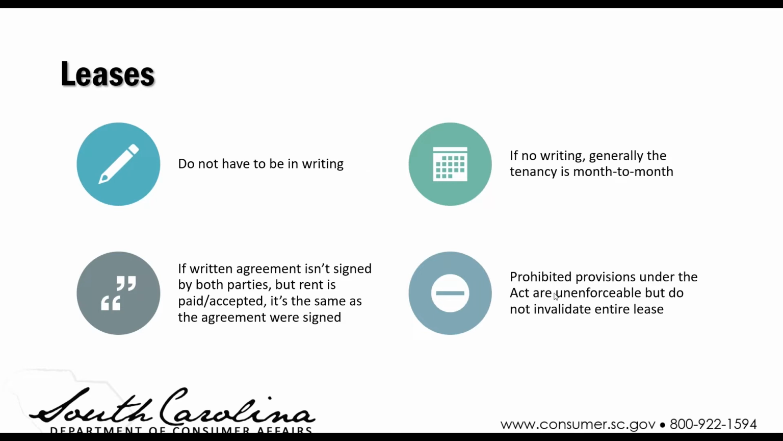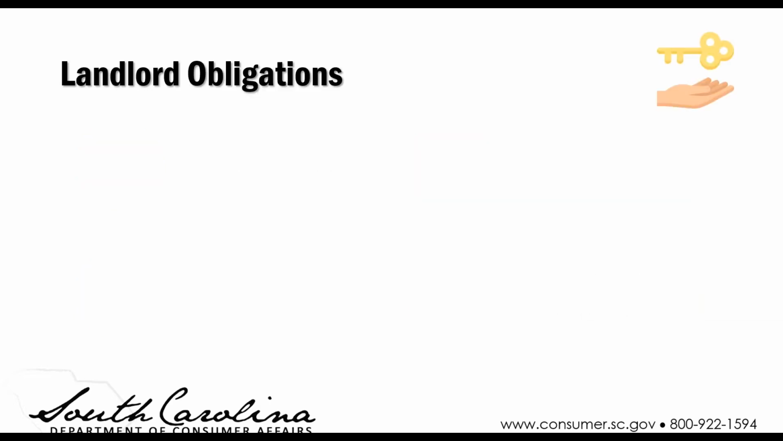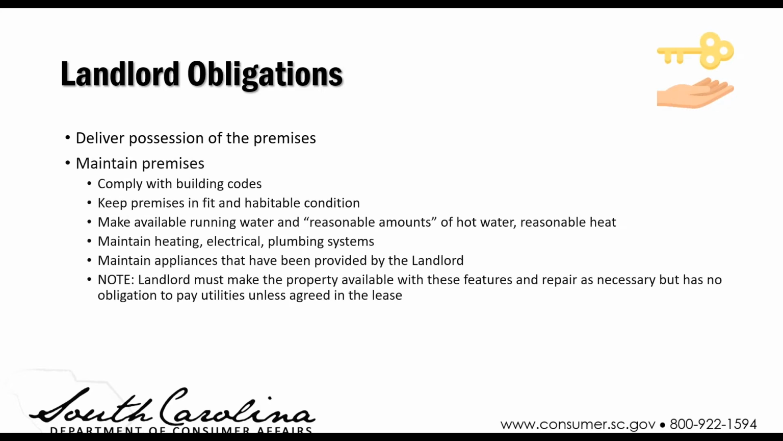Prohibited provisions under the Act are unenforceable, but they do not invalidate the entire lease as a general rule. Landlord obligations. The landlord, of course, must deliver possession of the premises. The landlord must maintain the premises. The landlord must comply with all building codes, must keep the premises in safe and habitable condition, must make available running water and reasonable amounts of hot water and reasonable heat.